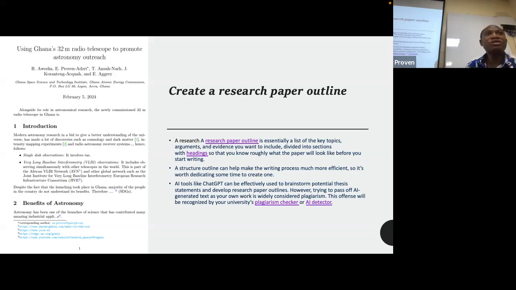Now that we have various AI tools like ChatGPT, maybe you can use it to brainstorm and know some of the outline to have. But definitely you're not going to use ChatGPT to write, you're just using it to generate some kind of outline that you intend to have within your paper.